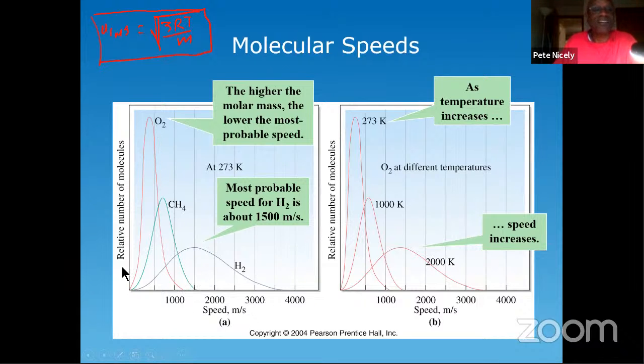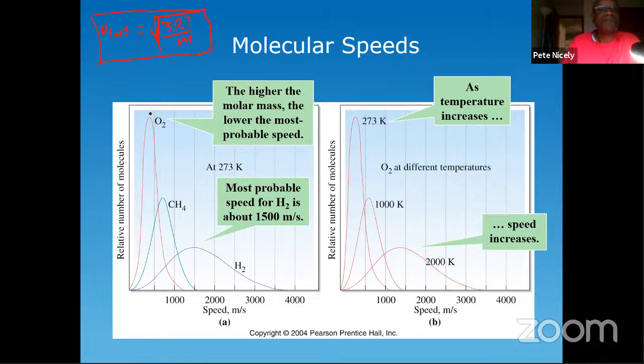I don't know if you can see the colors, but this pink curve here is the distribution curve for oxygen. This, I think it's blue line, is the distribution curve for methane. And this purple line here is the distribution curve for hydrogen, all right? Now, as far as the root mean squared speed is concerned, the way you can determine that from the graphs for each gas is that you drop a line from the peak of the curve to where the x-axis is.